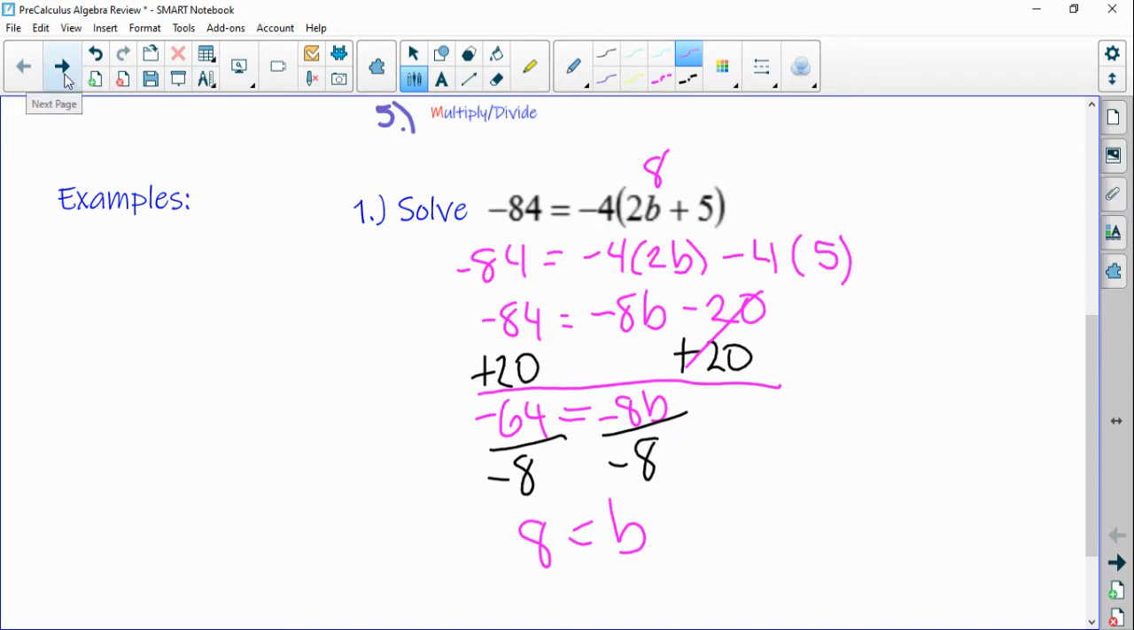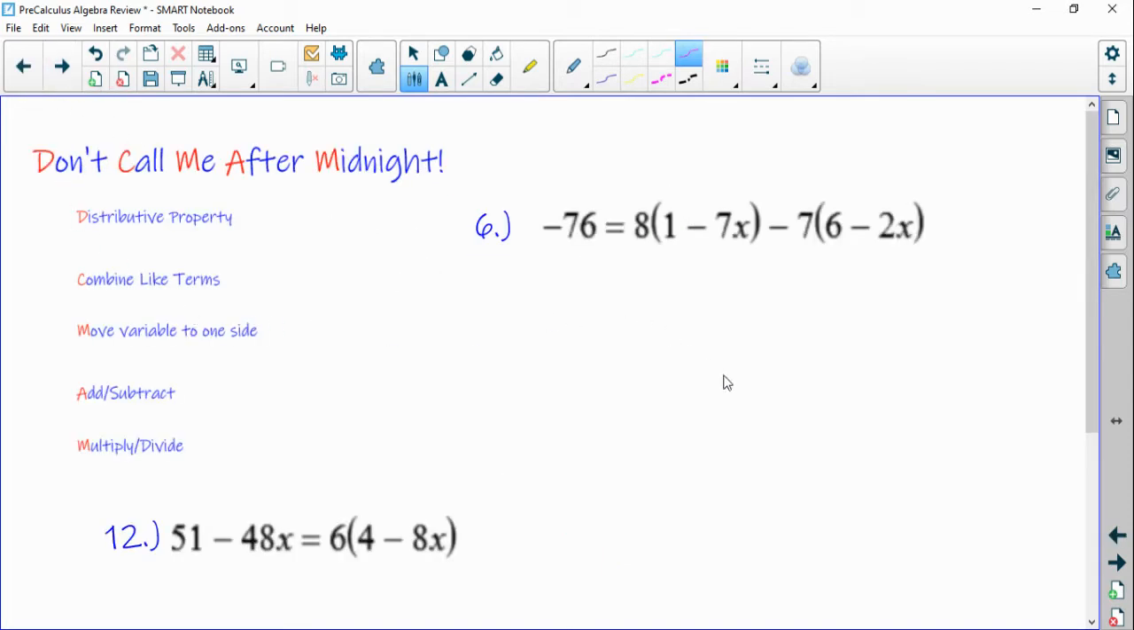So that's our problem number 1 on your sheet. We're going to go to problem number 6 now. This requires a little bit more steps. So first thing, distributive property, right? You distribute the 8 to the 1 and to the -7x. Okay, 8 times 1 would be 8. 8 times -7x would be -56x. And now we go to the next one. Now we're distributing the -7. So now you're distributing the -7 to the 6 and to the -2x. -7 times 6 is -42. We have a -7 times a -2x. That's going to be a positive 14x.